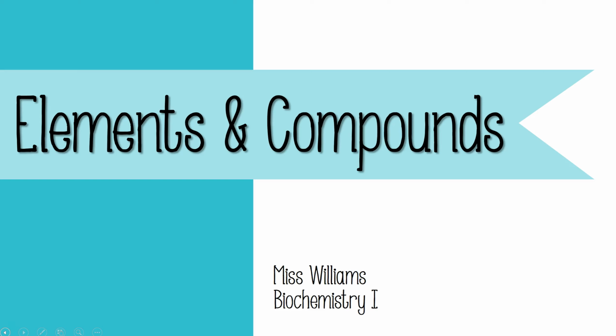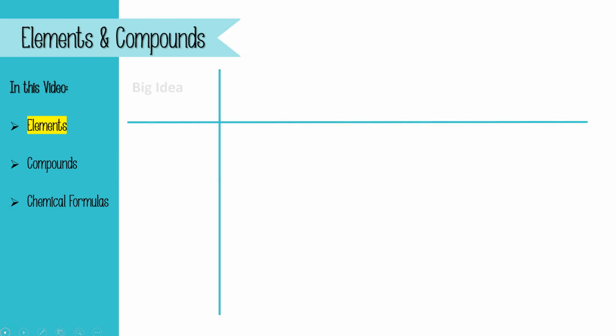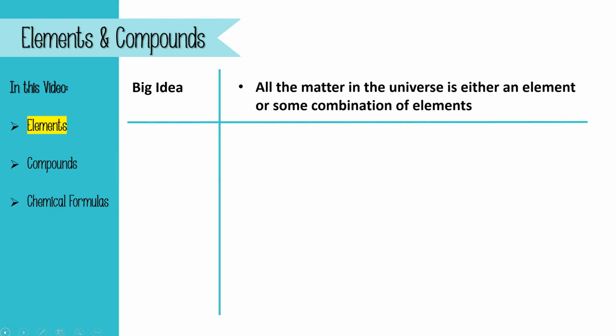Hi guys, today we're going to be learning about elements and compounds. Today's big idea is that all of the matter in the universe is either an element or some combination of elements. So everything that we learned about in the last lesson, everything that takes up space and has mass, everything we can touch, hold in our hands, and see, is made out of the elements from the periodic table.